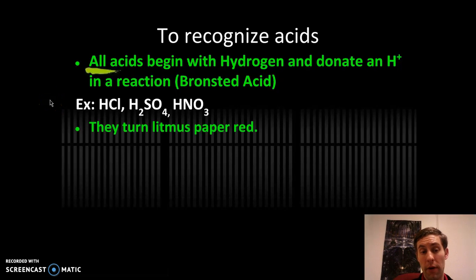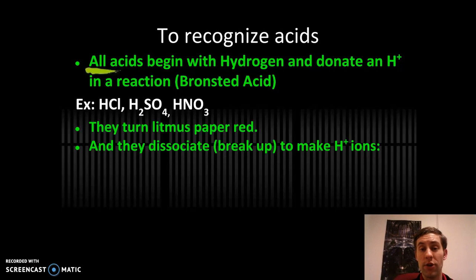Also, other facts you want to know about these, that they're going to turn litmus paper red. So certain types of paper that will react to acids and bases, it's called litmus paper. It's an old saying called a litmus test that would test and show things or prove things. This paper will turn red when you dip it into acids.